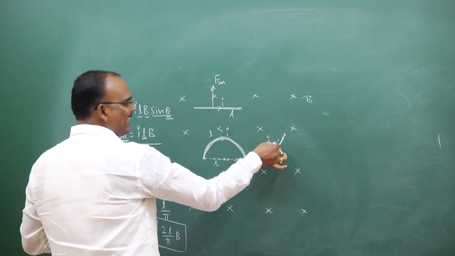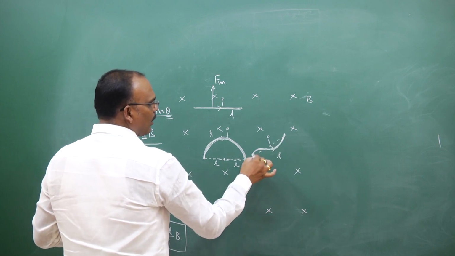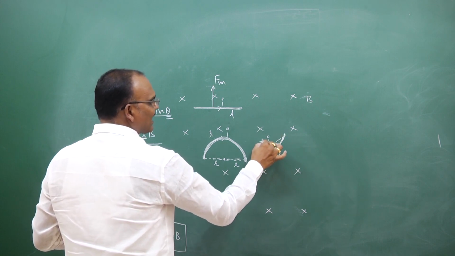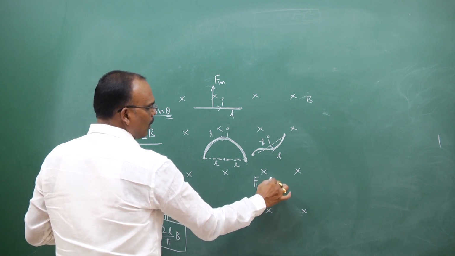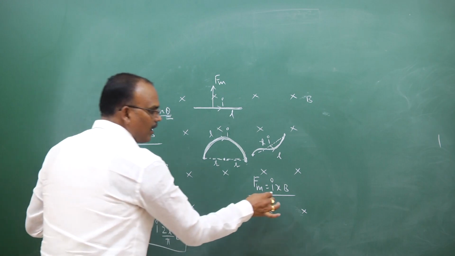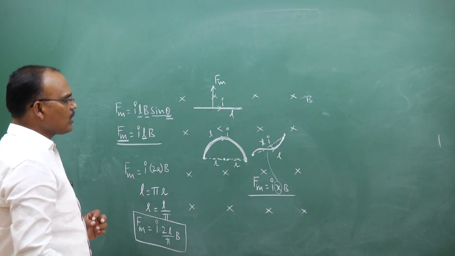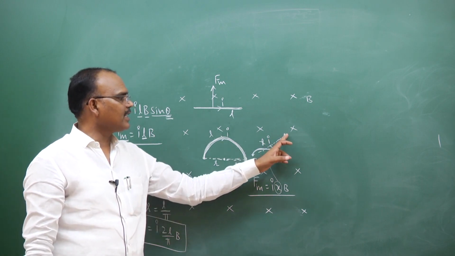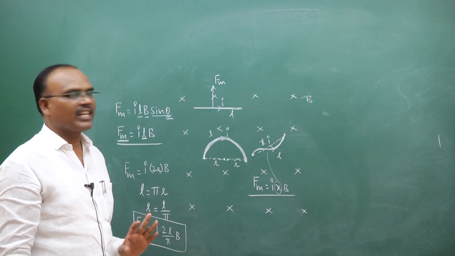If we want to calculate for this section, where L is the length of the conductor but this distance we don't know, we will take it as x. Then the magnetic force Fm is equal to I into x into B. To calculate this x, we need the known geometry. If that is there, I can successfully calculate the shortest distance between the two ends of the conductor and substitute it here.